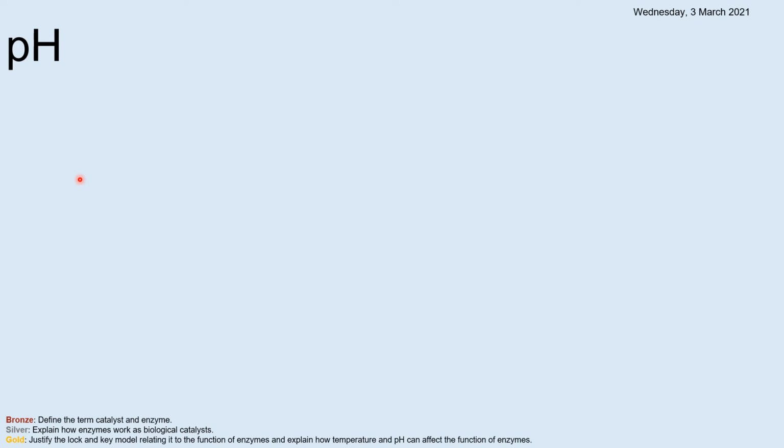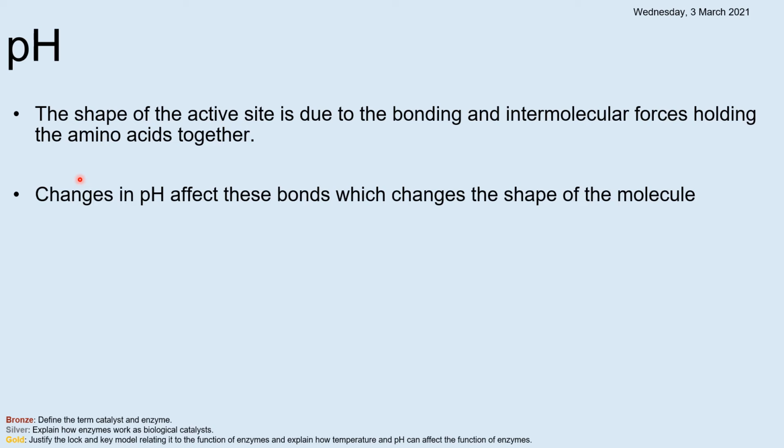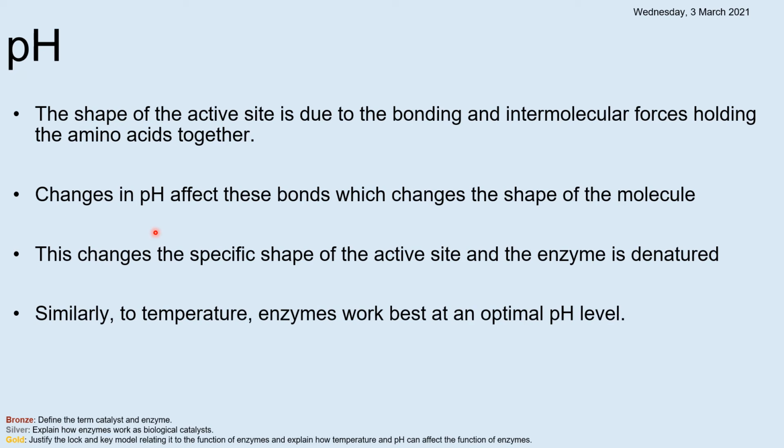Okay, so if we look at pH, then similarly to temperature, all enzymes will have an optimal pH, which we'll get to in a minute. The shape of the active site is due to the bonding and intermolecular forces holding the amino acids together. Changes in pH affect these bonds, which changes the shape of the molecule. So the active site changes shape and it is no longer complementary to the substrate, so it can no longer form enzyme substrate complexes and it doesn't work anymore. This changes the specific shape of the active site and the enzyme is denatured. This is very similar to temperature, as I just said, because they work best at an optimal pH level.